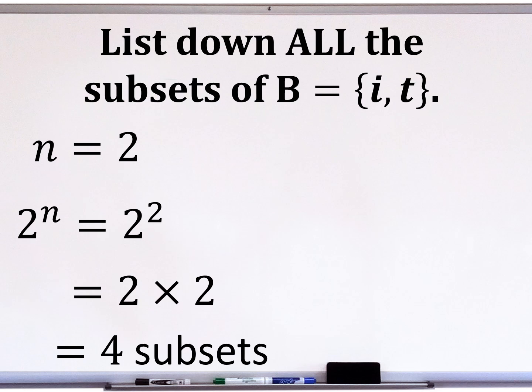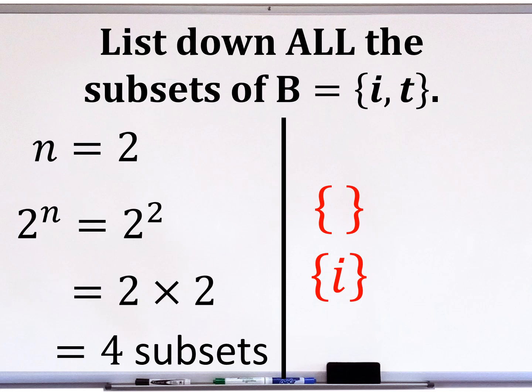So, if you're going to list down all the subsets of B, the first ones are the subsets containing only 1 element, and that is the set I and the set T. And the other 2 special subsets are the null set and the set itself. So a total of 4 subsets.